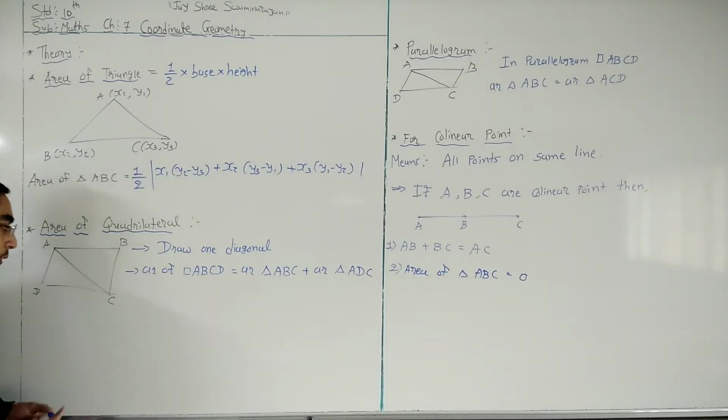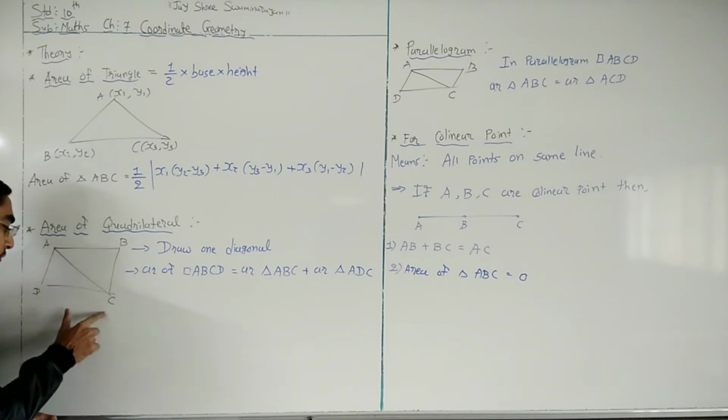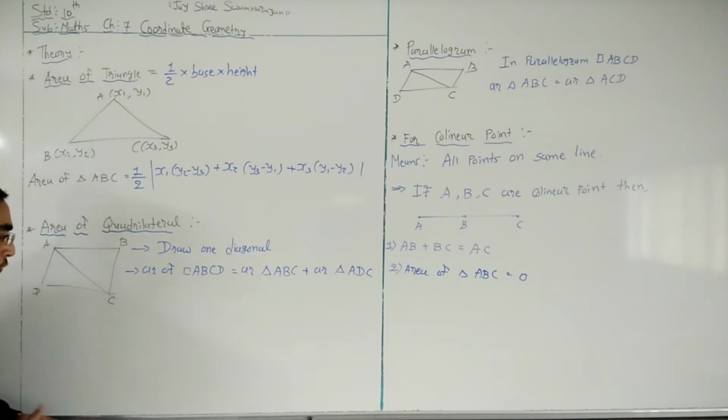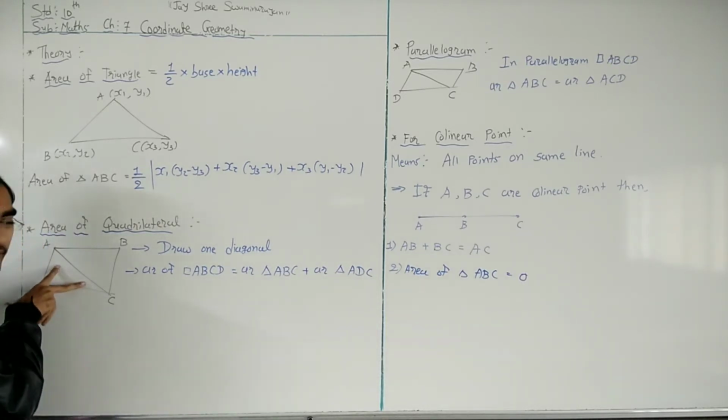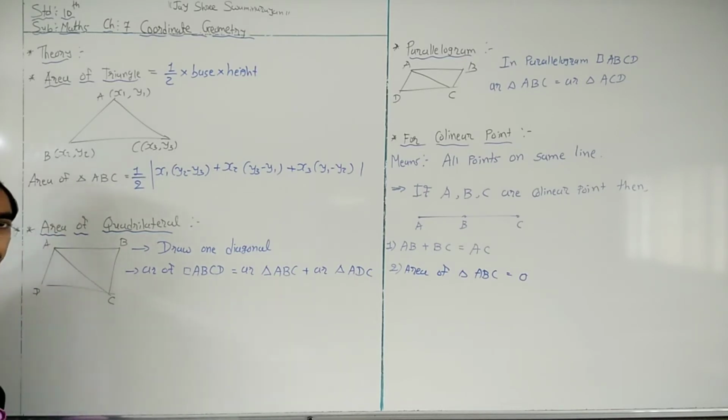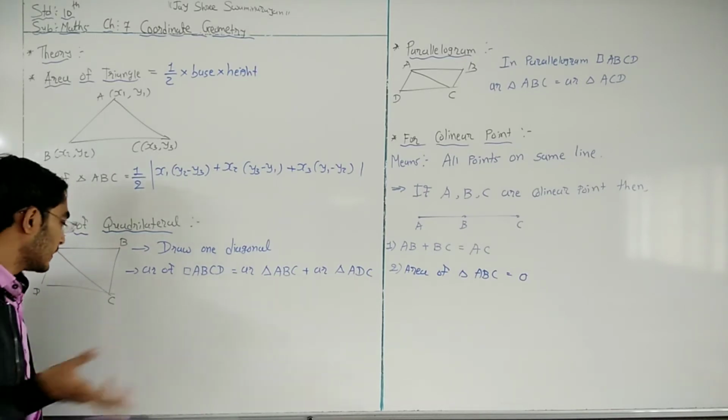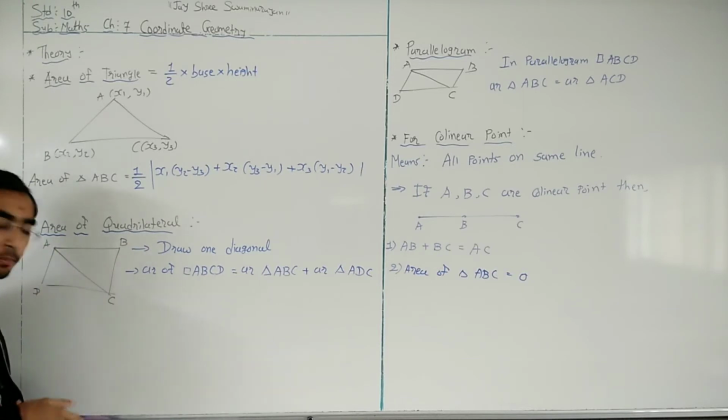Here we have a quadrilateral ABCD. First of all, you need to draw one diagonal. Either you can draw AC, otherwise BD. Okay, it's your choice. AC, otherwise BD.